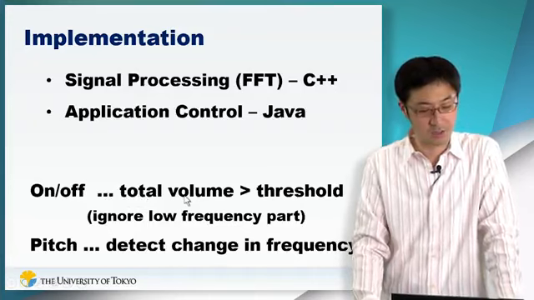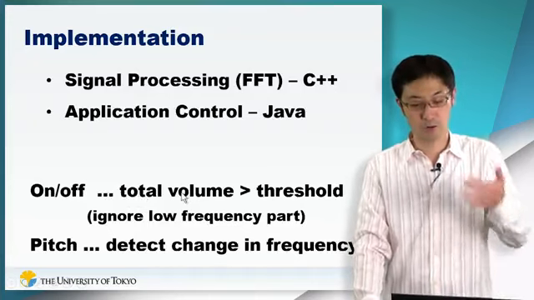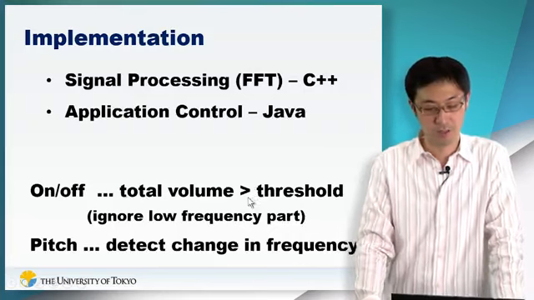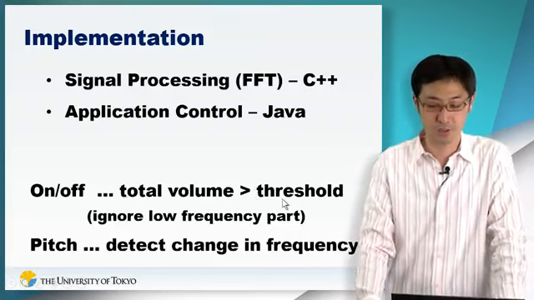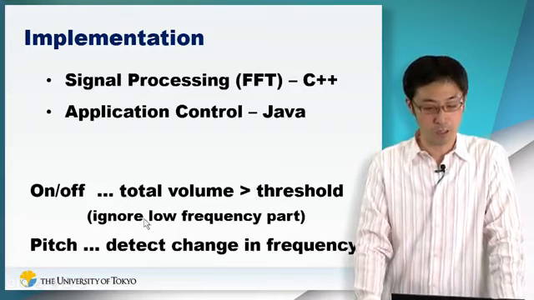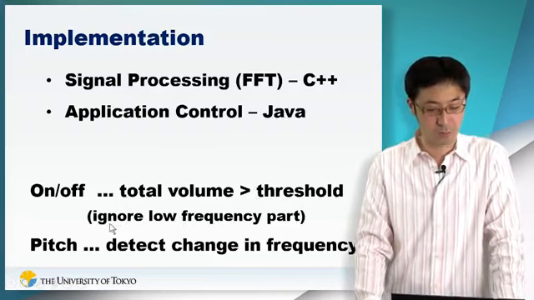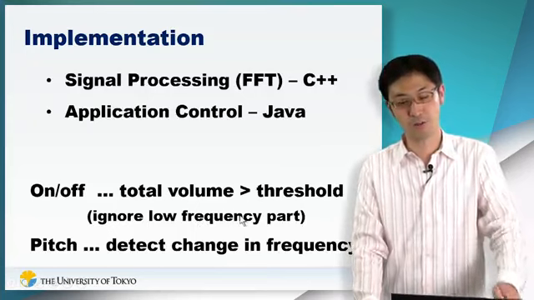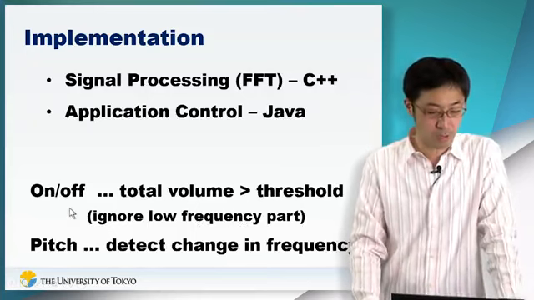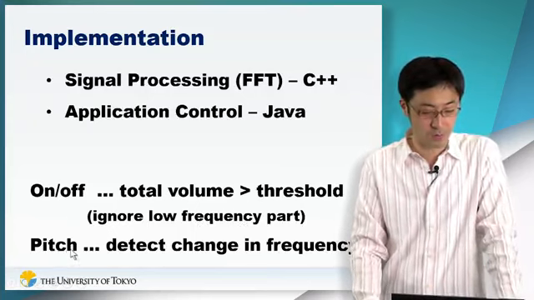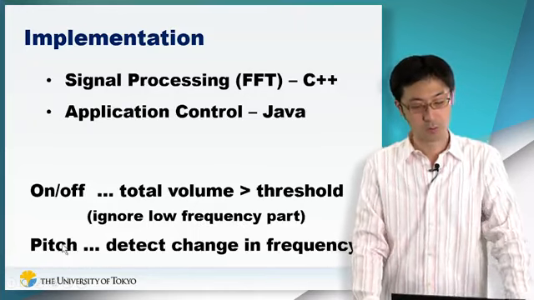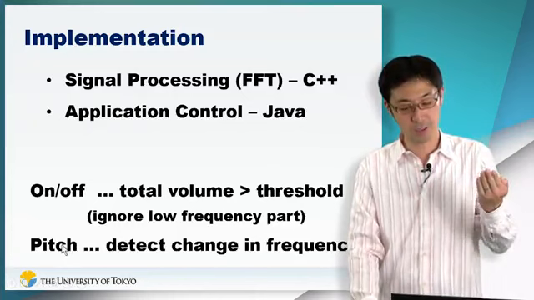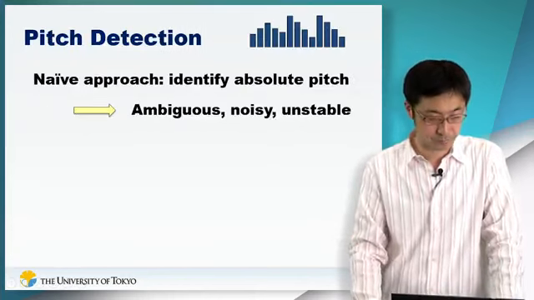It just checks the total volume, the total power of the input signal, and checks whether the total volume is larger than the threshold or not. One implementation detail is that we ignore the low frequency part to suppress background noise. And an important part is the pitch detection. So we use voice pitch to control a parameter up and down, but this needs to be very, very stable.